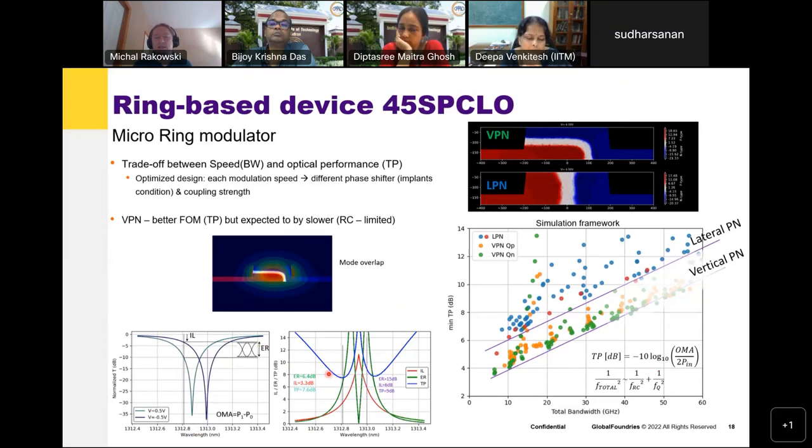Maybe this time I'll follow up on that. But the next question is again from Kumar, very interesting. In a monolithic integration, how would you avoid the crosstalk due to the heat generated by the electronic circuit, which could potentially affect the photonics device performance?